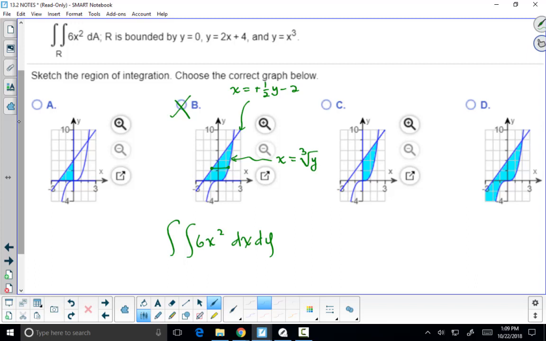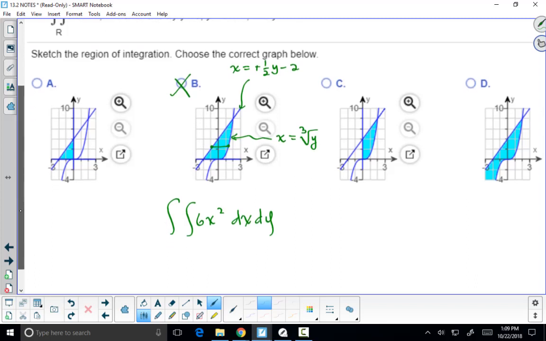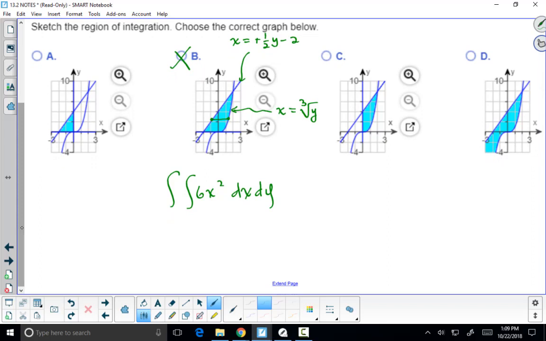And then put in our limits. So the left curve is going to go on the bottom here, so we're going to get 1/2 y minus 2. The upper curve is going to be the cube root of y. And then the y values are going to go from 0 up to 8. How do you know it's 8? I looked at the picture. So I'm just assuming that it's 8, so obviously we would have to mathematically show that.